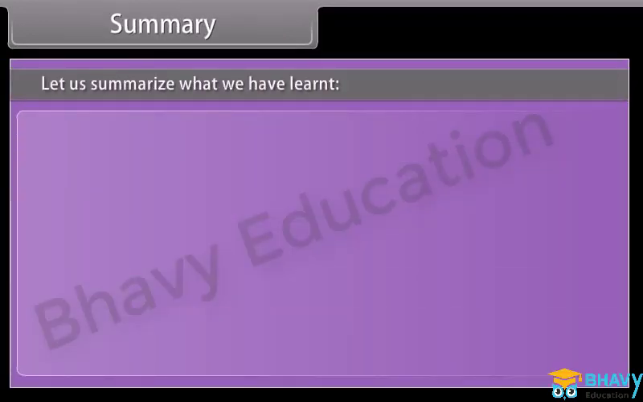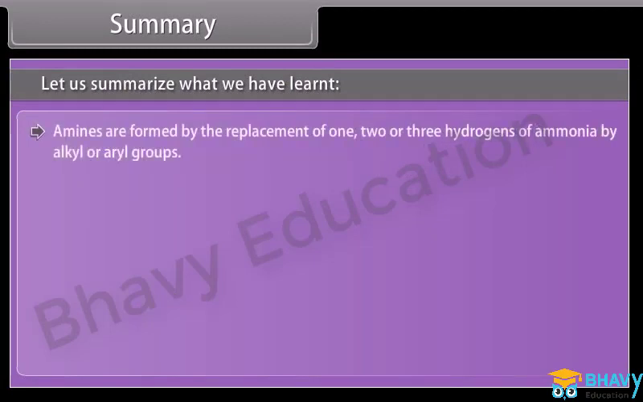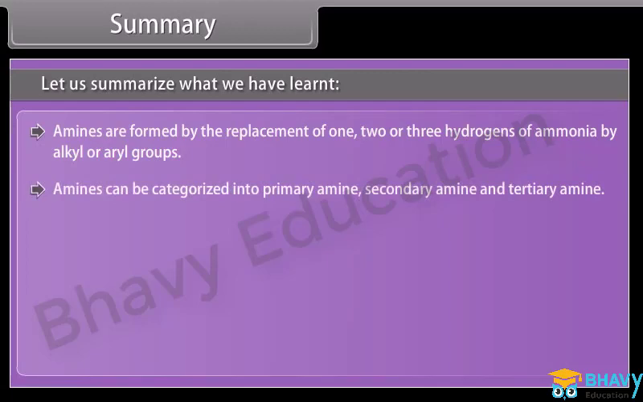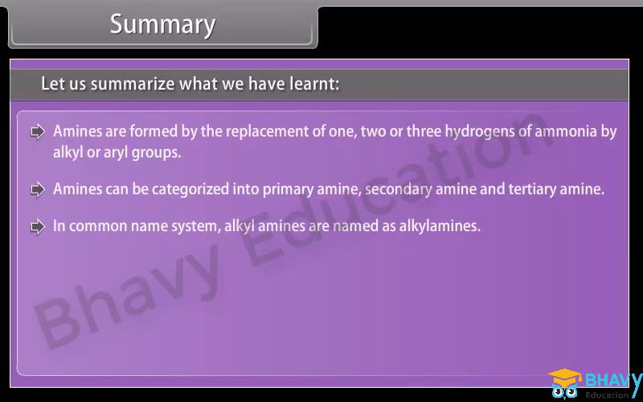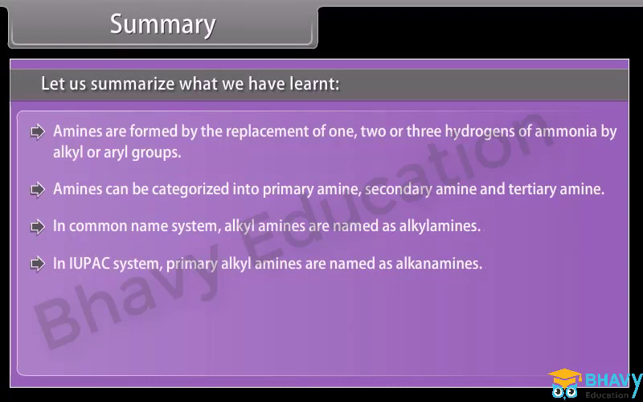Summary. Let us summarize what we have learned. Amines are formed by the replacement of 1, 2 or 3 hydrogens of ammonia by alkyl or aryl groups. Amines can be categorized into primary amines, secondary amines and tertiary amines. In the common name system, alkylamines are named as alkylamines. In the IUPAC system, primary alkylamines are named as alkanamines.